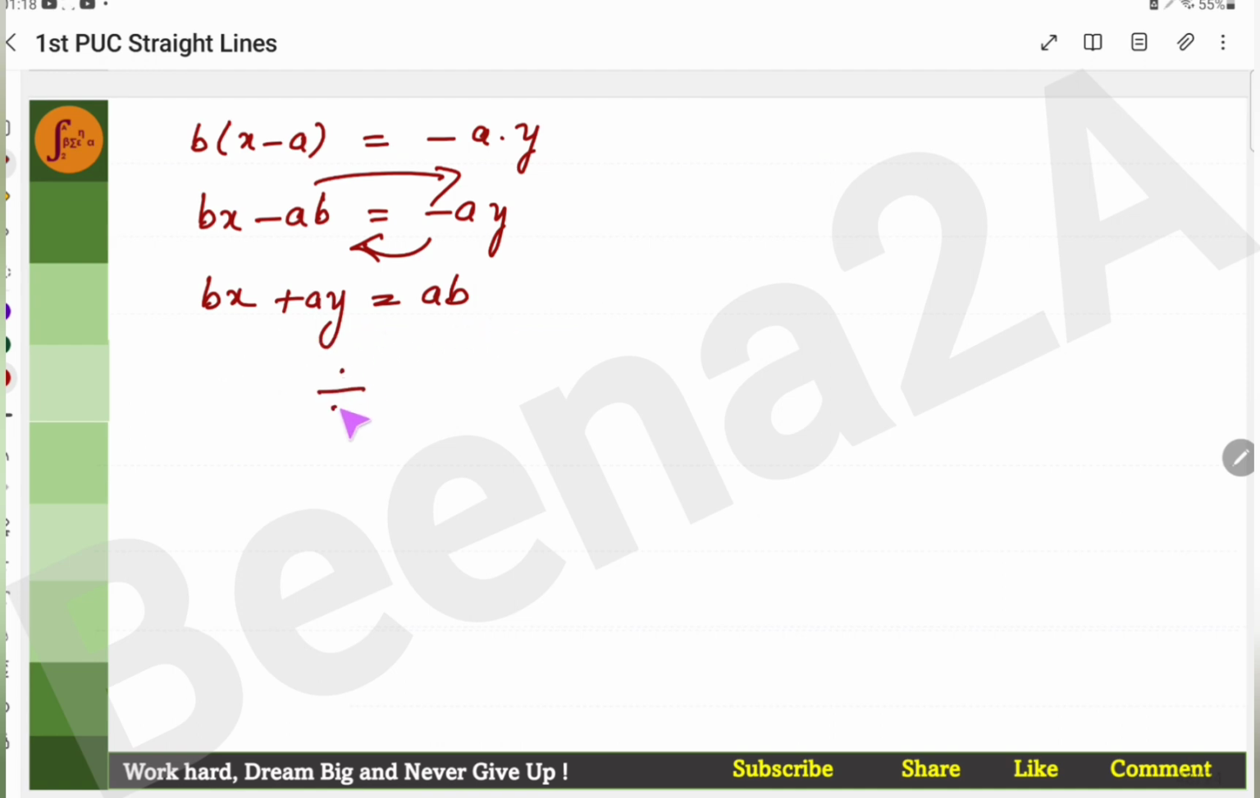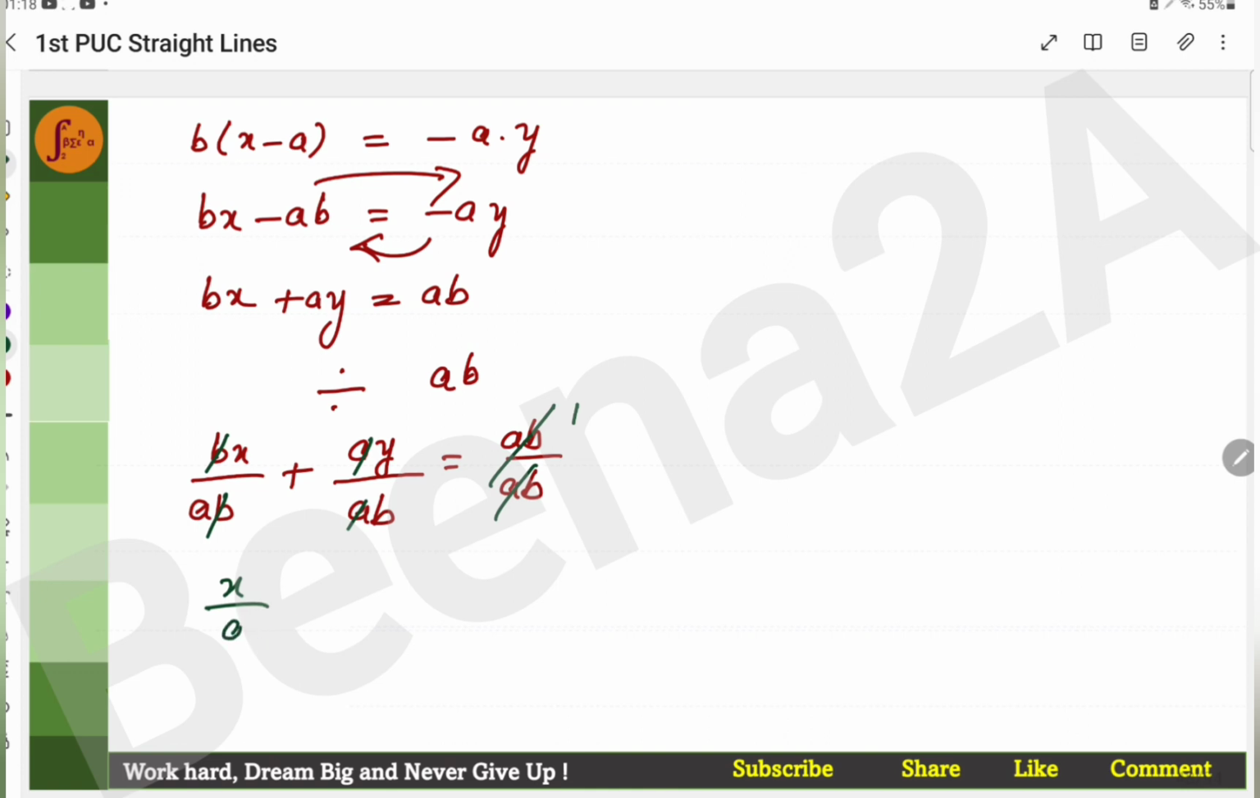Now we'll divide the entire equation by ab, right? So I'll say bx by ab plus ay by ab is equal to ab by ab. So this will become 1, and here b and b, a and a will get cancelled. So you'll get x by a plus y by b is equal to 1. So this is the equation in intercept form.